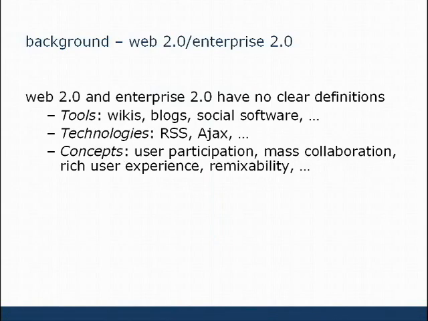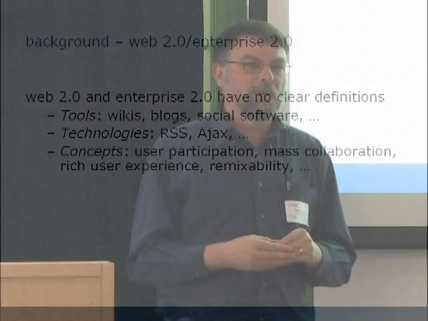So if we first of all look at the wiki side of it, if we think about Web 2.0 or Enterprise 2.0, we all have an understanding of what they are, although there are really no clear definitions. There's a mixture of tools, things like wikis, blogs, social software and the like, which is the surface effect of it, some underlying technologies that make it all happen, things like RSS, AJAX and so forth. And then the concepts that Web 2.0 enables are things like user participation, mass collaboration, rich user experience, remixability, all of these sorts of terms that we're used to seeing bandied about.